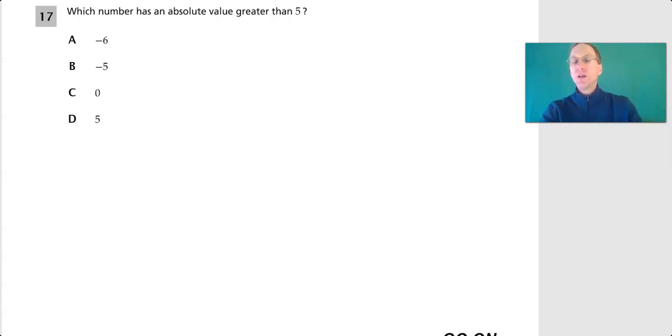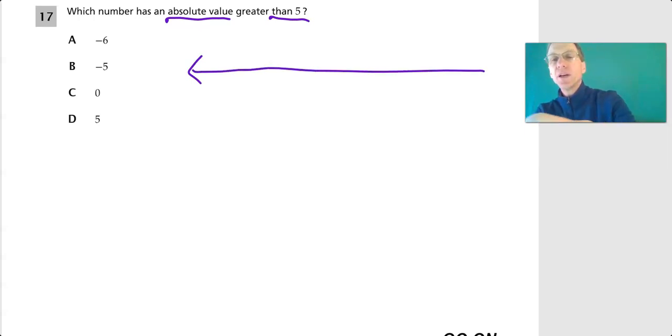This is session 1, number 17, and we'll go through the problems and also discuss them a little bit so that we can review some of the things that we've gone through. Okay, which number has an absolute value greater than 5? So that term, absolute value, what does that mean?